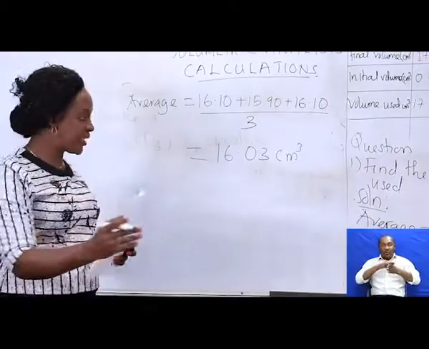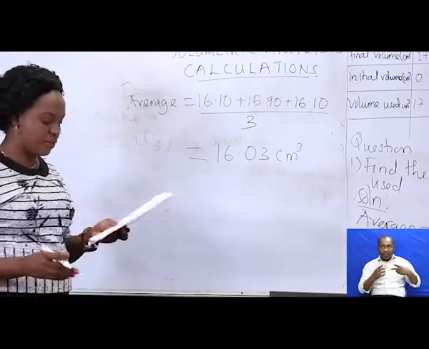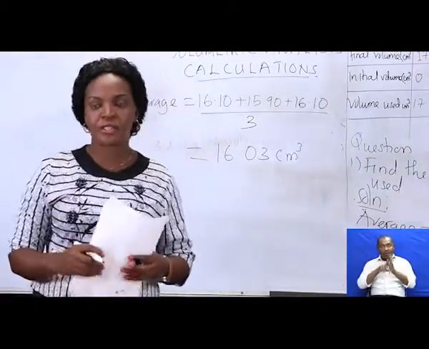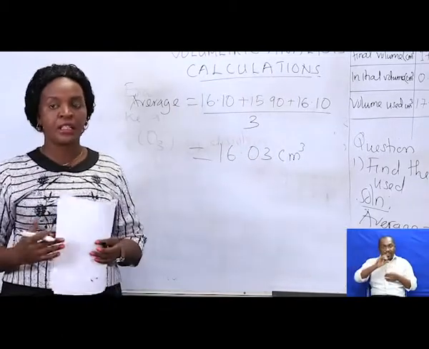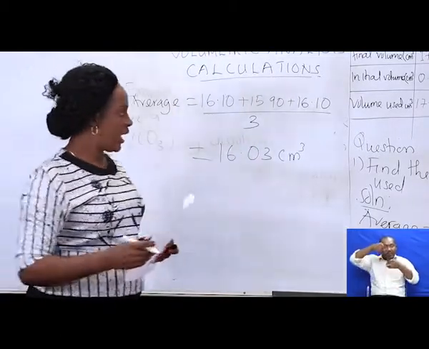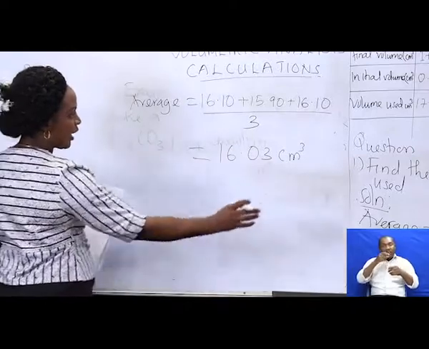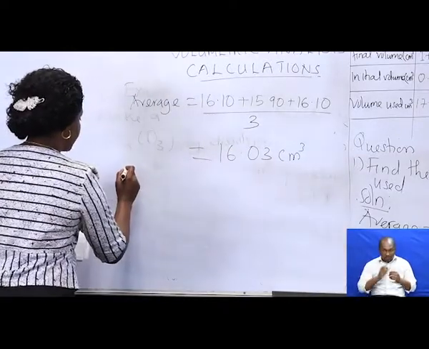So now we have the volume used. What is the volume of this? This is the volume of acid used. Why? Because the acid was filled in the burette. After finding the average volume, we go for question number 2.